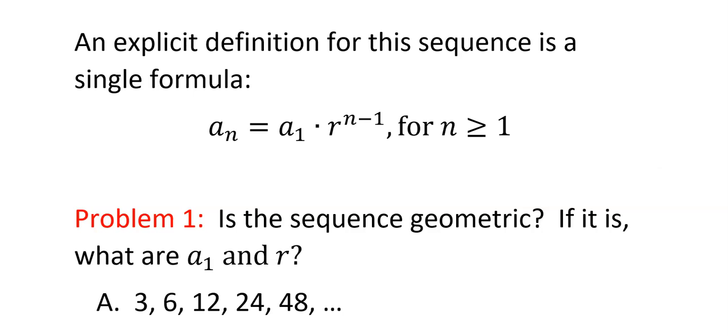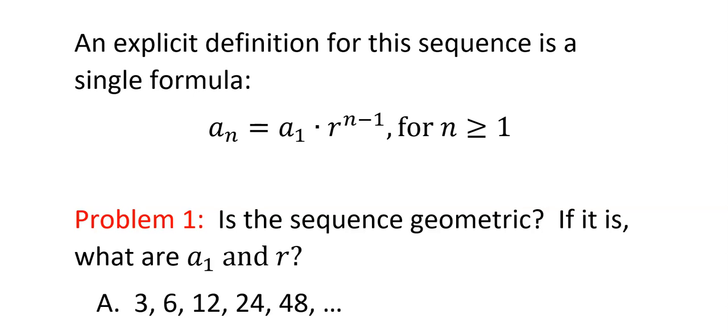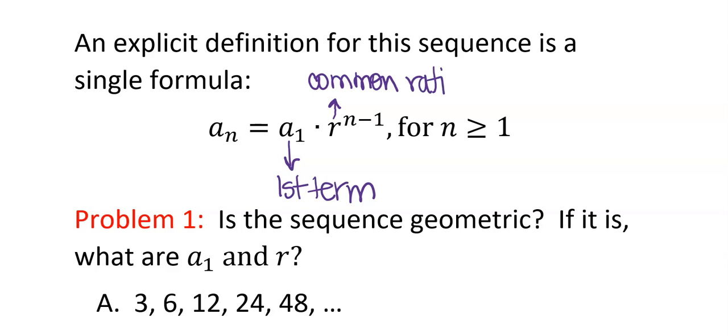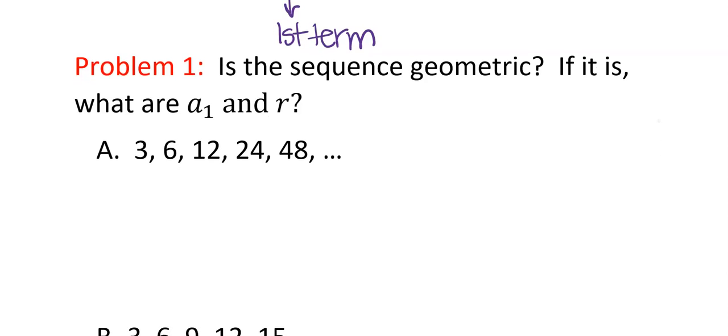An explicit definition for the sequence is a single formula. We have the first term a, and r is the common ratio, or the relationship between two numbers side by side, to the n minus 1 for anything greater than or equal to 1. So the first few questions are going to be pretty easy.